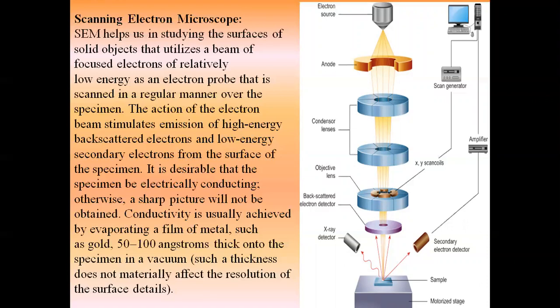In the last slide also we'll see in detail what the difference is between SEM and TEM. So first let us discuss the scanning electron microscope. It helps in studying the surface of solid objects, and utilizes a beam of focused electrons of relatively low energy as an electron probe that is scanned in a regular manner over the specimen.